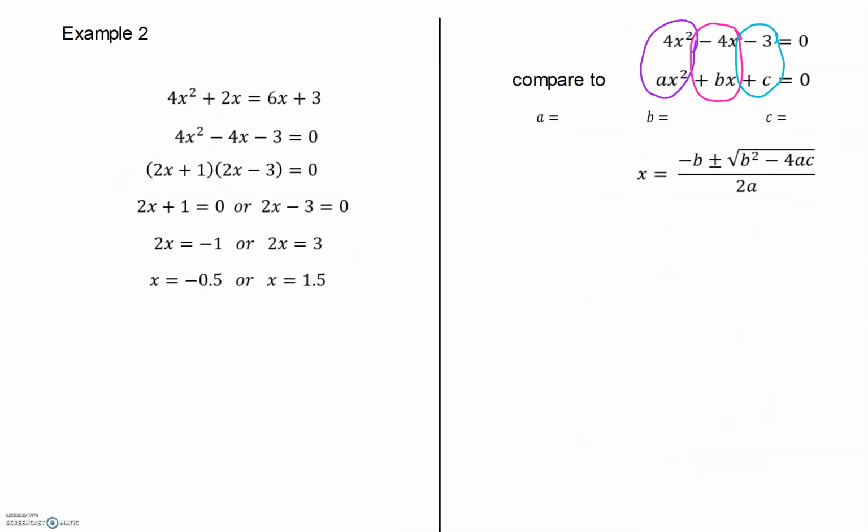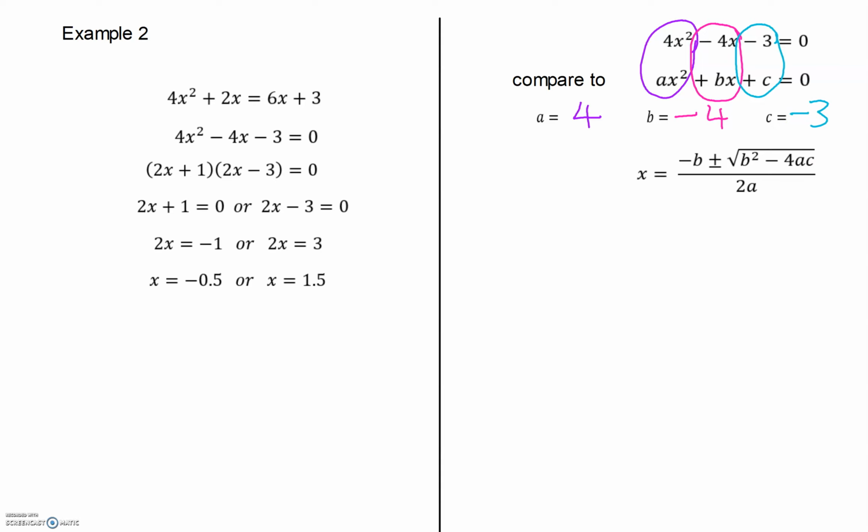So let's do the same with example 2. Again, on the left-hand side of the page, I've got our solution that we did before. We factorized it, and we ended up with 2 answers for x, one which was negative 0.5 and one which is 1.5. So on the right-hand side, we're going to use our quadratic formula. The values of a, b, and c, again, we're going to compare. The value of a is 4. The value of b, this time, comes out as a negative, so it is negative 4. And the value of c is also negative. The value of c is negative 3.